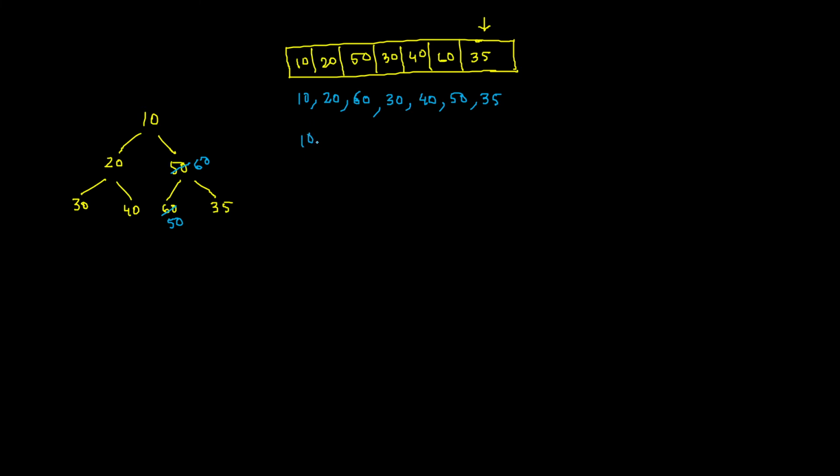So basically what will happen over here, after swapping 20 and 40, the situation of the array will become 10, 20, sorry, instead of 20 it will become 40, then 60, 30, then instead of 40 it will be 20, then 50, then 35. So this 20 is now changed to 40, and this 40 became 20. Fine.